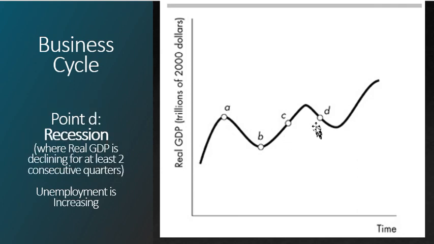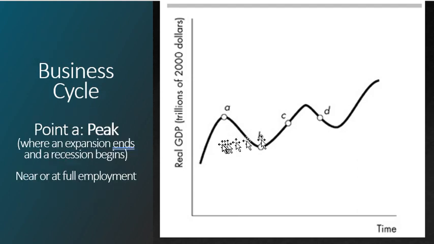If we go over here to point D, we can see in this section right here, the real GDP is on a downward trend. To be classified as a recession by government standards, real GDP has to be declining for at least 2 consecutive quarters, so 2 quarters in a row. Again, real GDP is declining, and when real GDP is going down, we're producing less by definition. So we are then going to see more unemployment because we're producing less.